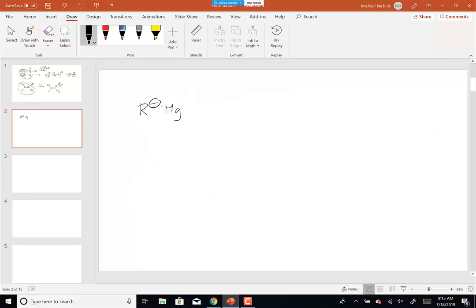Okay, so if we take this R minus, we're going to add it to a carbonyl. What kind of carbonyl? Well, let's start with either a ketone or an aldehyde. What's common about those two is that they have an R group on one side of the carbonyl. If it's an R group, it's a ketone. If it's an H group, it's an aldehyde.